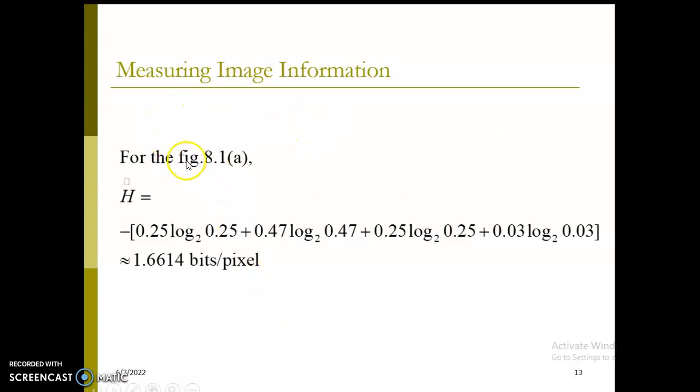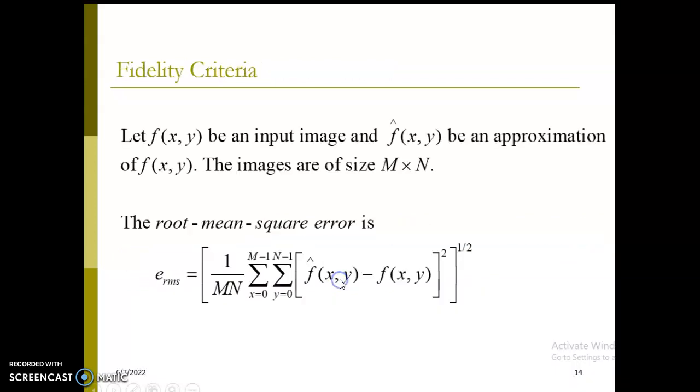Measuring image information for the figure 8.1a: H equal to minus of 0.25 log base 2 of 0.25 plus 0.47 log base 2 of 0.47 plus 0.25 log base 2 of 0.25 plus 0.03 log base 2 of 0.03, approximately equal to 1.6614 bits per pixel.